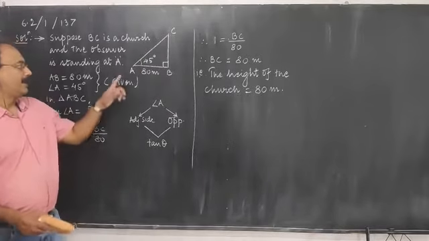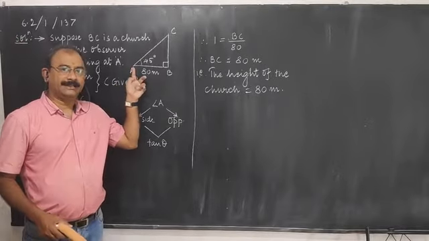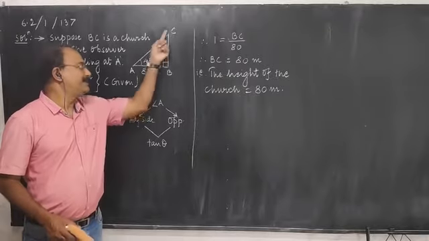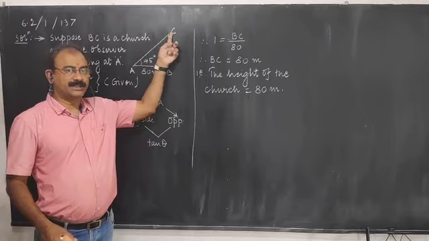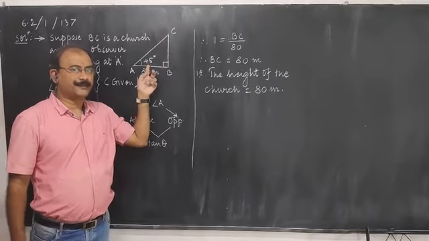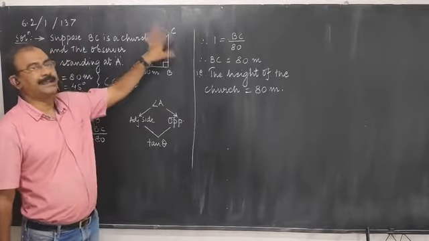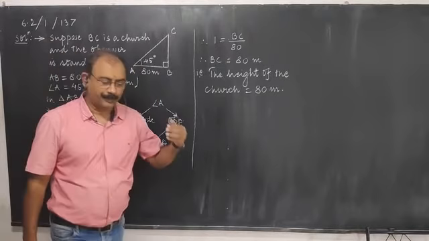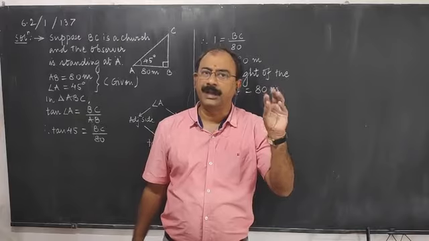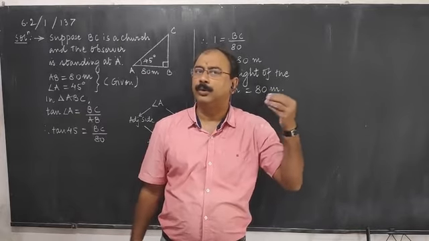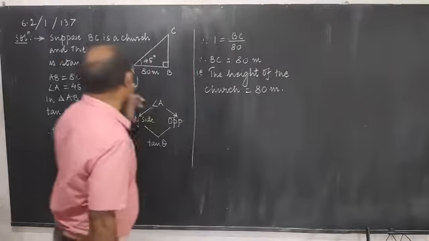An observer is standing at a distance of 80 meters from this church. If he looks at the top of the church, the angle of elevation formed is 45 degrees. Then find the height of the church. Now, when we have to solve, we have to draw the figure and give the explanation in only 2 to 3 lines. So I wrote the explanation.